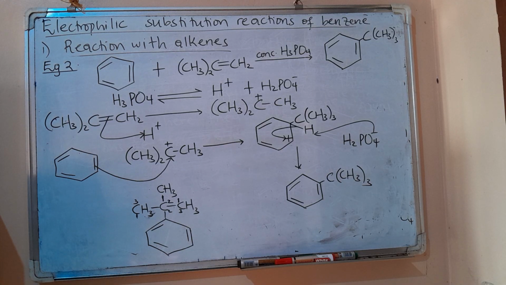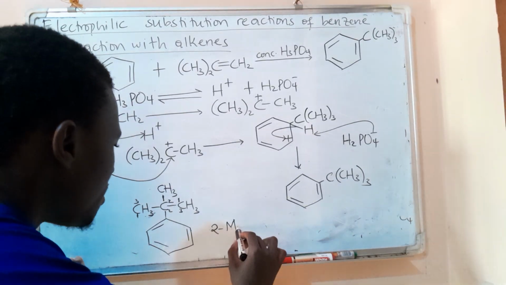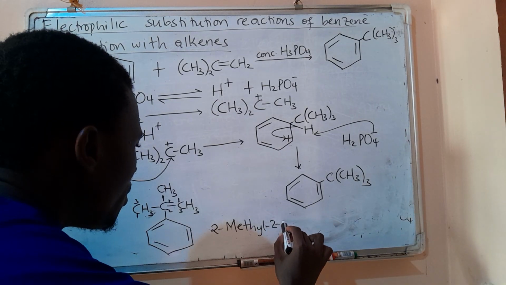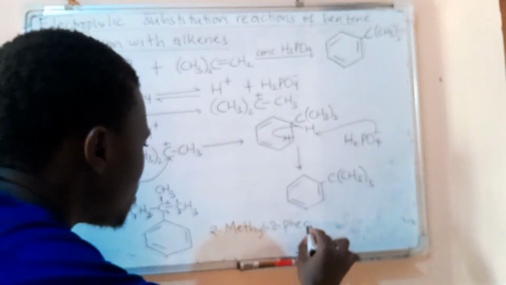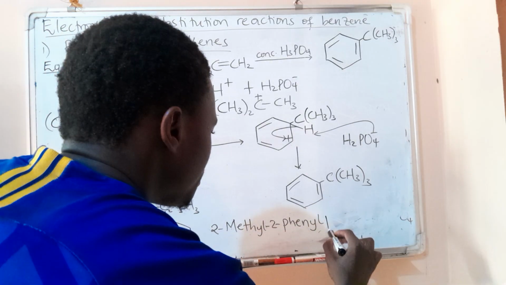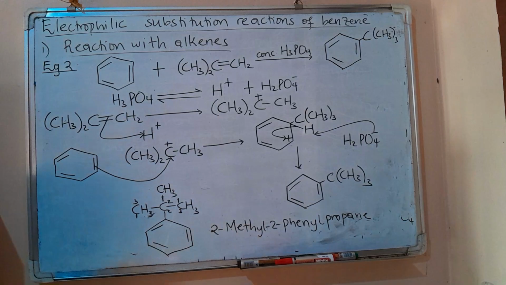So methyl and phenyl, I think M comes first. I don't know. What comes first? H, I, J, K, L, I think M comes first. So we shall call this 2-methyl-2-phenylpropane. That is its name.